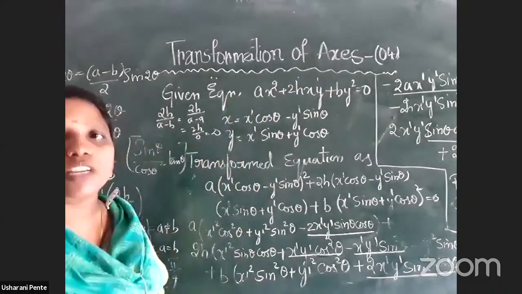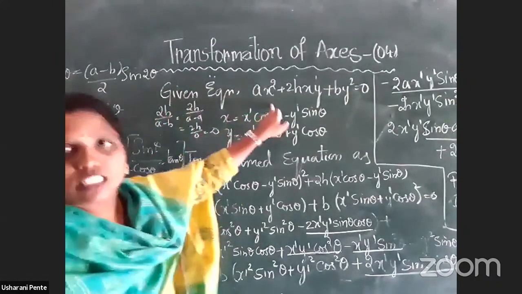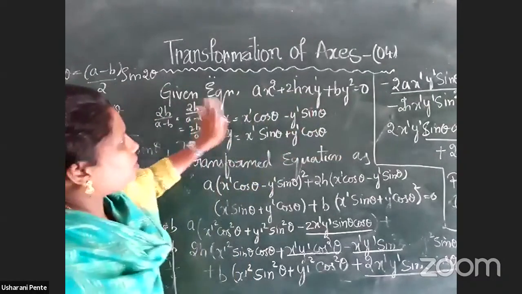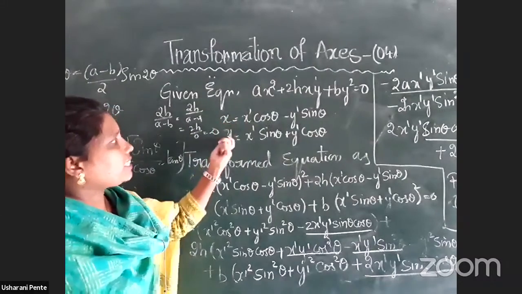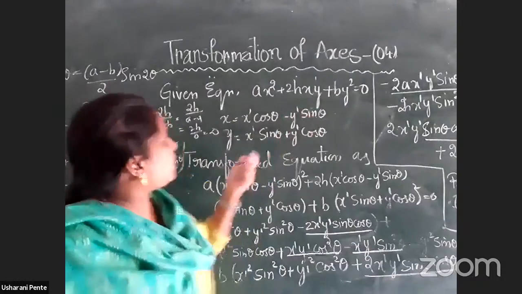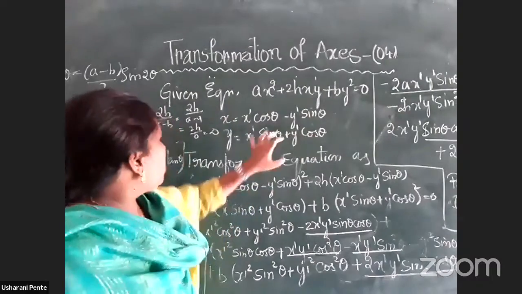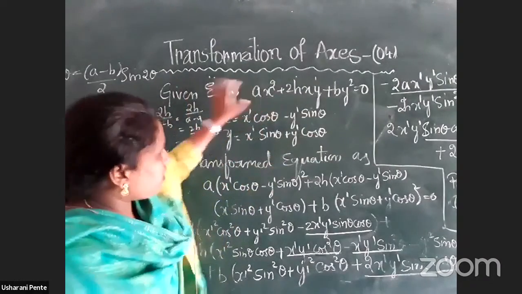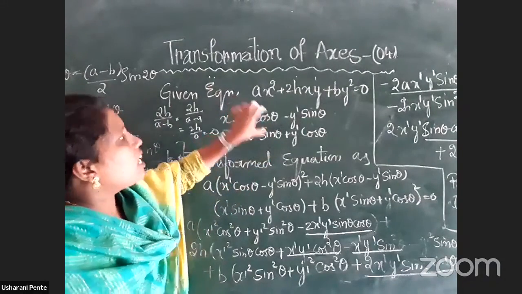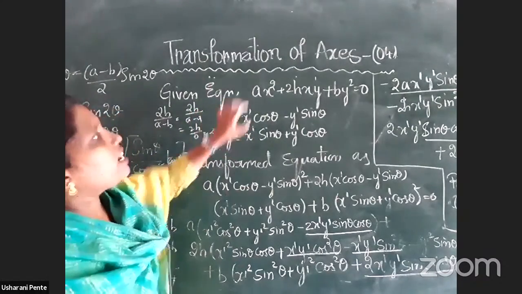So this is the procedure. We will look at it once again. The given equation is this one. In this we are substituting the coordinates x and y. X we can find by x dash cos theta minus y dash sin theta, and y we get by x dash sin theta plus y dash cos theta. This is the original equation. We'll get the transformed equation by substituting these two coordinates in the given equation.